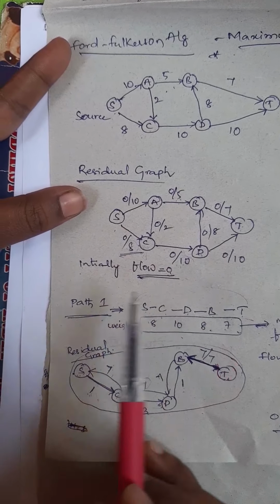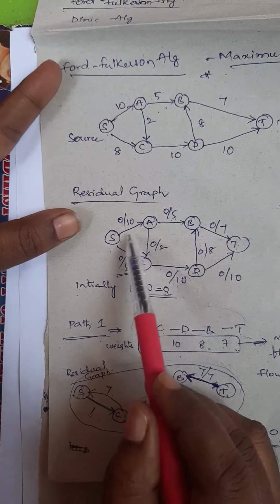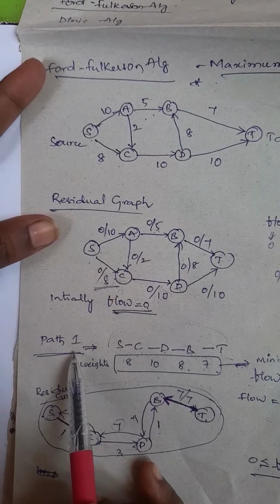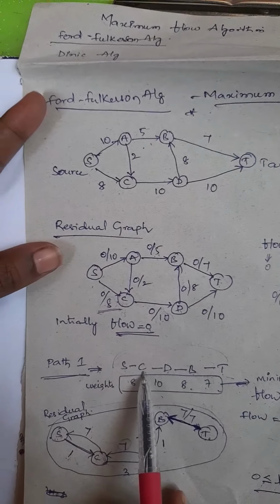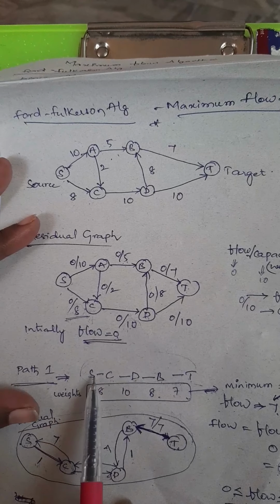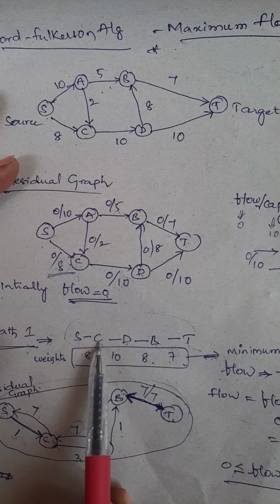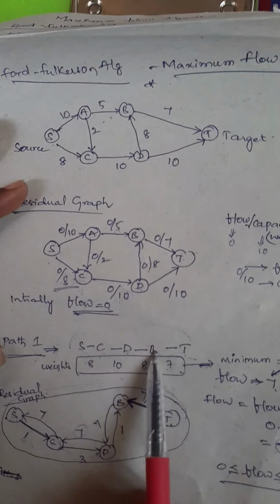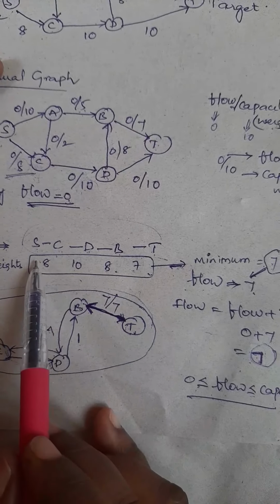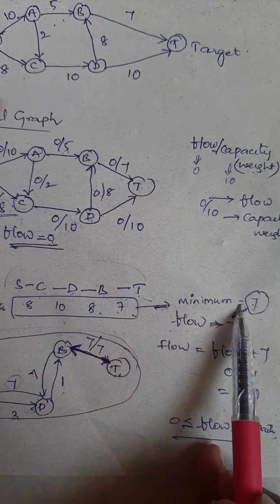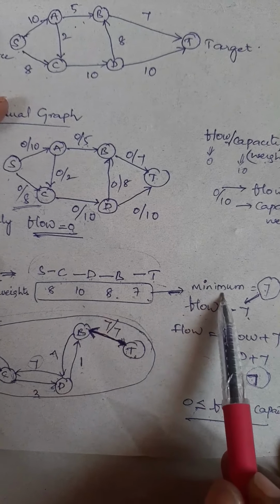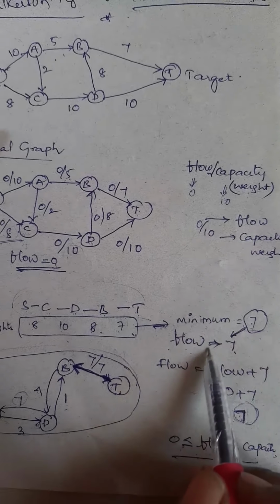From this graph, I am considering one path to reach the target from the source. I identified one path: S to C, C to D, D to B, B to T. Let's find the weights. S to C the weight is 8, C to D the weight is 10, D to B the weight is 8, and B to T the weight is 7. Out of these weights, which is the minimum? Out of 8, 10, 7, the minimum value is 7. So that becomes the flow value.